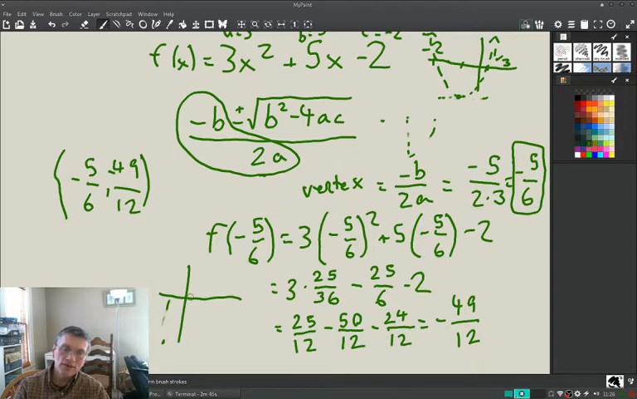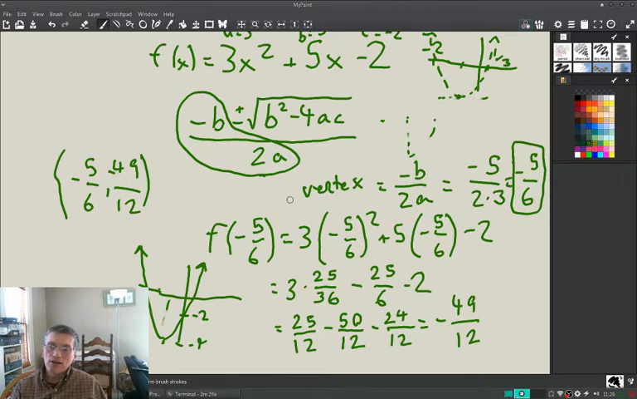I forgot where this crossed the axis. I guess it was minus 2. This is about minus 4, a little past minus 4. So this is our parabola. With a point and the vertex, you've got the whole thing through symmetry. Okay? So that's finding the vertex.